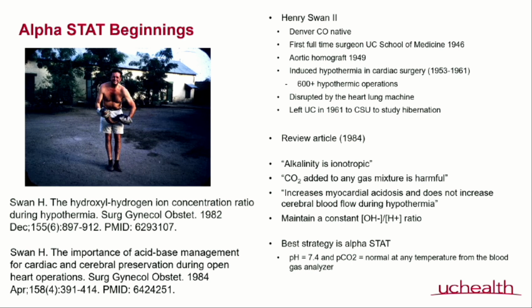Some of the things Dr. Swan is famous for: he was the first surgeon in the United States to use an aortic homograft. That was in 1949. But really his claim to fame is that he was one of the pioneers, if not the pioneer, of hypothermia in cardiac surgery. Dr. Swan had heard about surgeons in Europe, mainly from Russia, trying to do topical hypothermia to reduce patients' metabolic rate so they could perform intracardiac surgery.